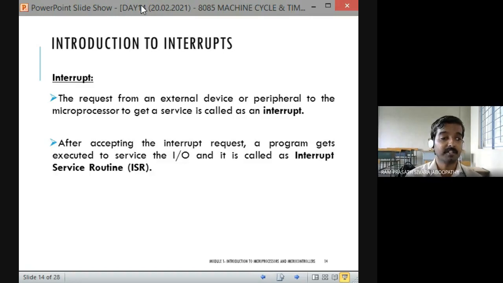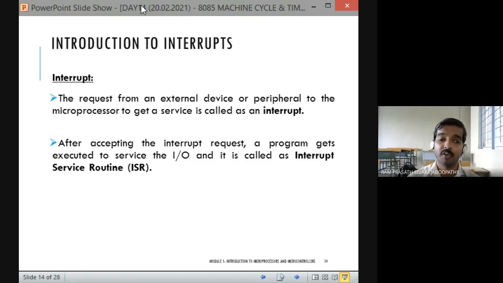Fine. So after accepting the interrupt request, a program gets executed to service the IO, and it is called interrupt service routine. Okay. So what is ISR? It is a subprogram. It is a subroutine, but it will be executed automatically when an interrupt is acknowledged. Once an interrupt is accepted, we would have written a program for the service. What is that program's name? Interrupt service routine.